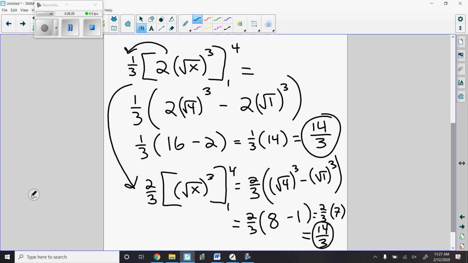So just be aware that that's an option for you. And if you're solving these, sometimes it makes it easier, sometimes it doesn't. It's just kind of a personal preference thing. Just be aware that you can do that if you want.